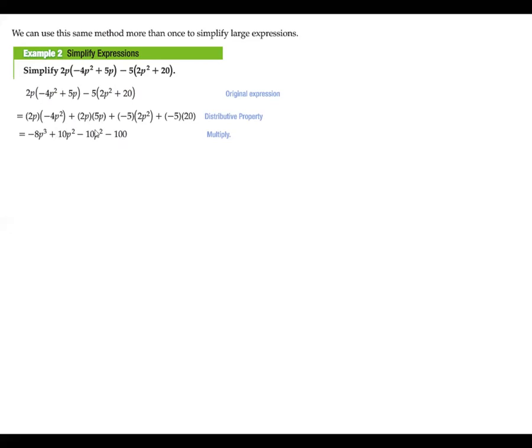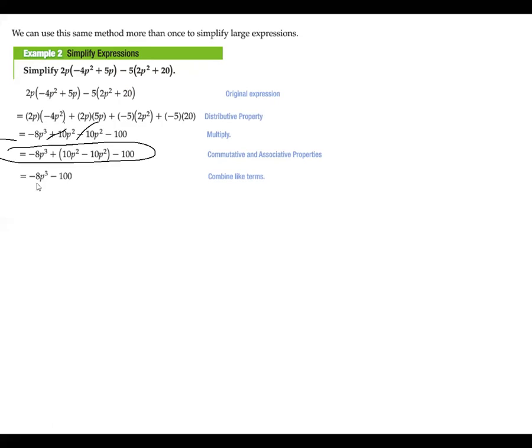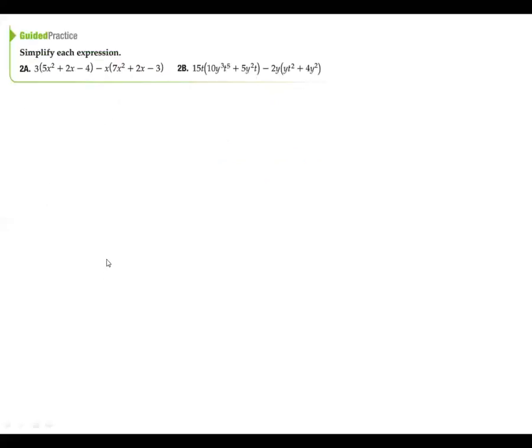Also, notice you have some like terms here, so you want to completely simplify, and those would actually cancel each other out. You don't really need to write this step. You can just see that 10p squared minus 10p squared cancel each other out, and you'd end up with negative 8p cubed minus 100. All right, here's a couple for you to try. Go ahead and pause the video.